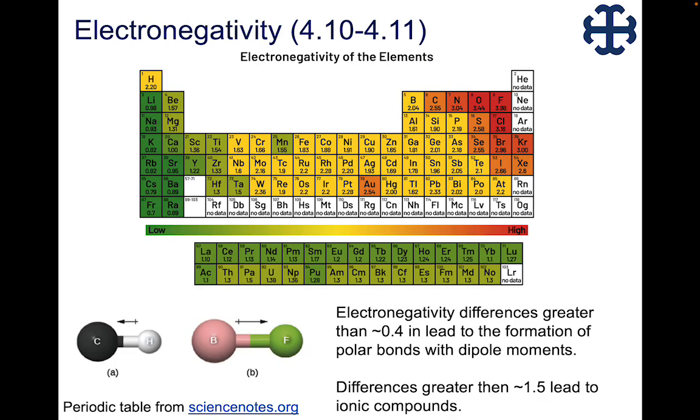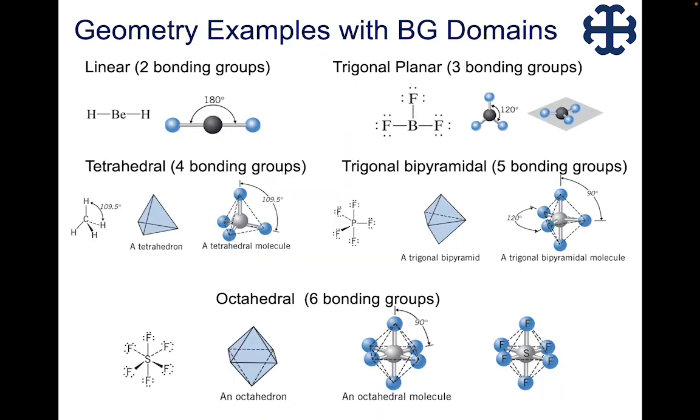There's a chart, again, just to help you visualize electronegativity. The more red or orange something is, the more electronegative it is, and the more green it is, the more electropositive, or less electronegative, we could see. Okay? Right, getting into geometries then.